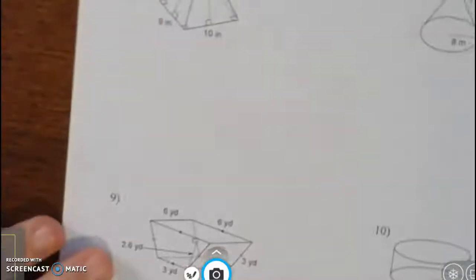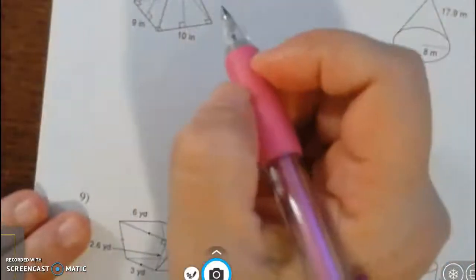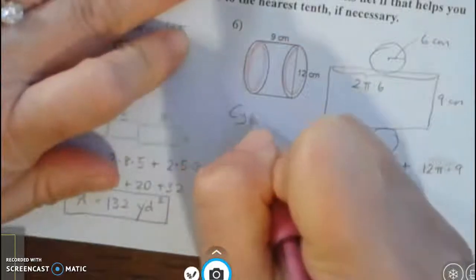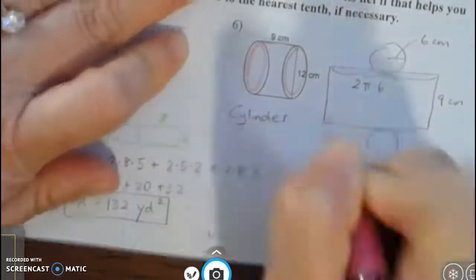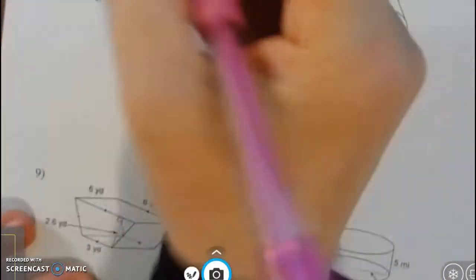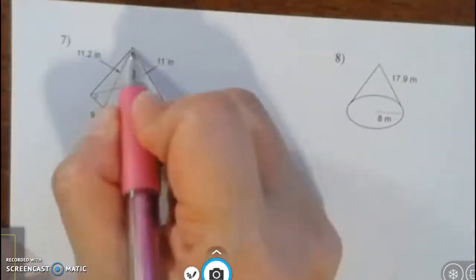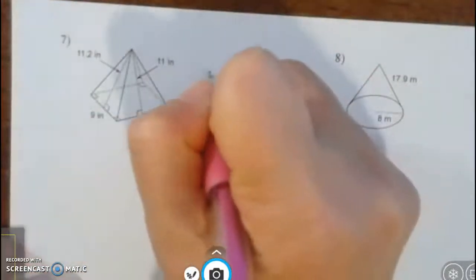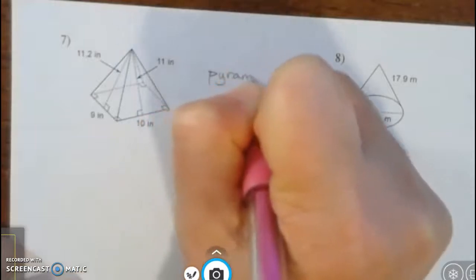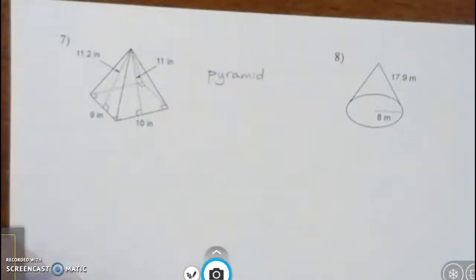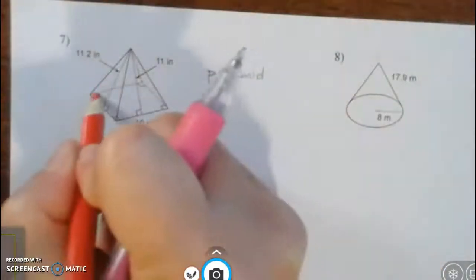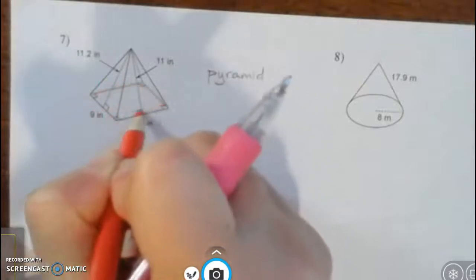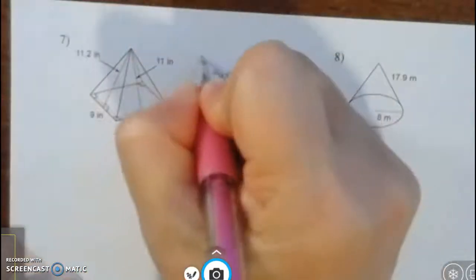Alright, number 7. Okay, what shape is this? Oh, I forgot to write down the shape for the previous one. This is a cylinder. And this one is a pyramid because it meets at the top, at the tip. So it's a pyramid. And what is the base shape? The base shape is a rectangle. So it's a rectangular pyramid.